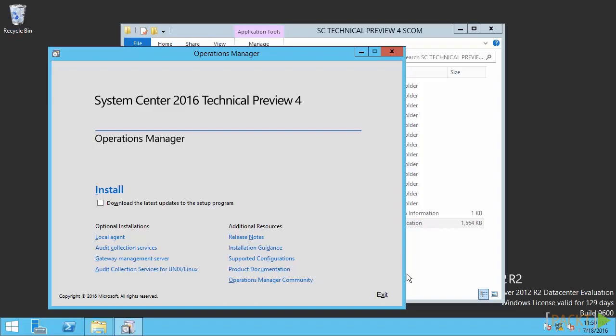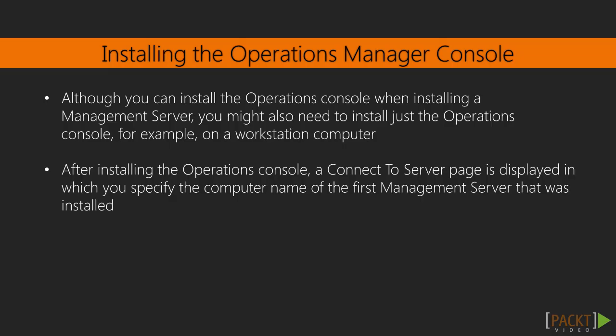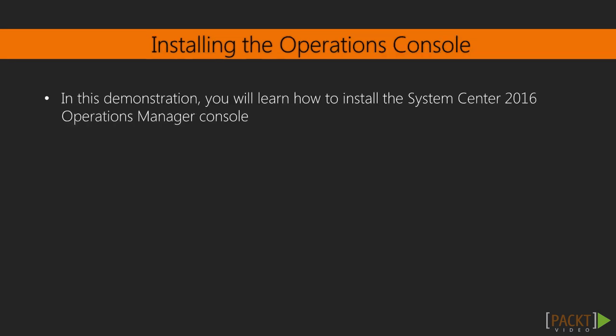Although you can install the Operations Console when installing a management server, you might also need to install just the Operations Console on a member server or a workstation computer. After installing the console, a Connect to Server page is displayed in which you specify the computer name of the management server that was installed. In this demonstration, you'll learn how to install the System Center 2016 Operations Manager console.